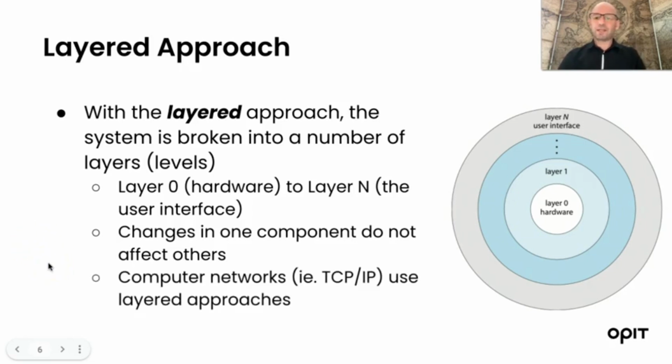Computer networks like TCP/IP use the layered approach. If you remember from your networking course, you probably talked about, for example, the OSI model and how approaches to networking involve breaking things down into layers in order to define certain pieces of functionality that one layer can perform. Now, this particular approach, this layered approach, which is popular in networking, is not used as much in operating systems.